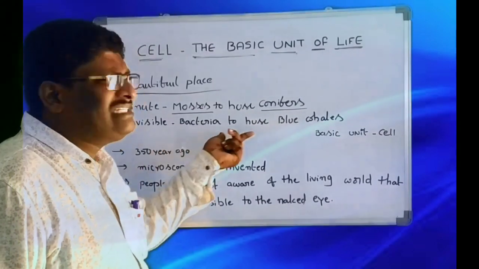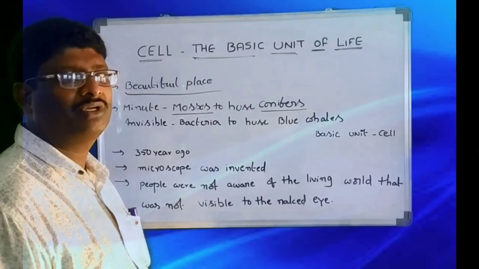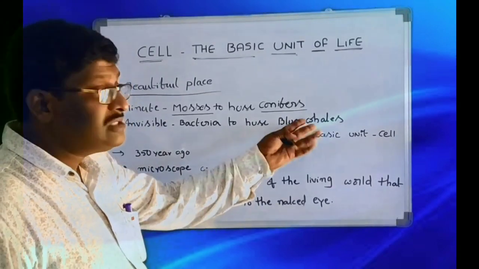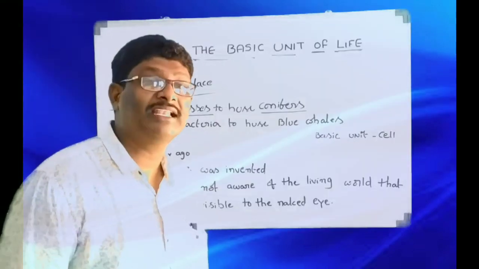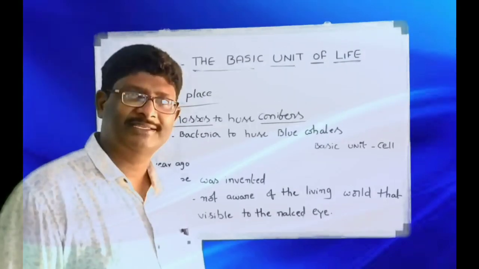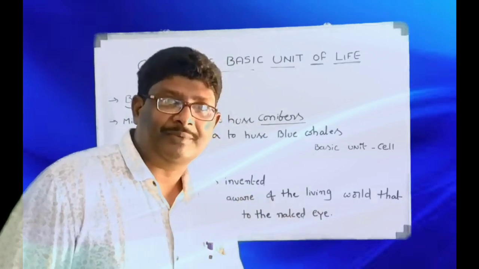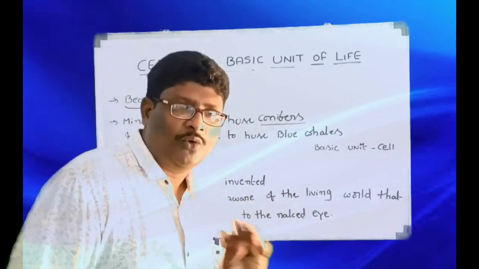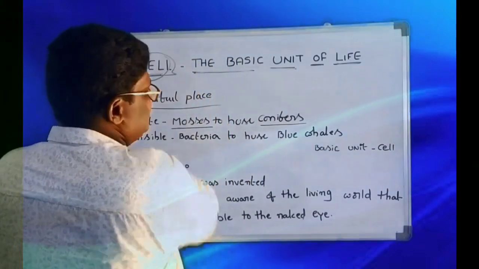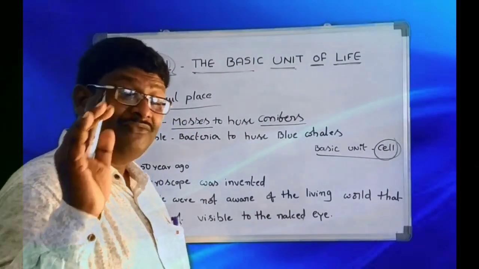Likewise, from invisible bacteria to huge blue whales. Blue whales means the biggest animal in the water. For all the living organisms, the basic unit, what is that? Do you know? That is the cell. Whether it is a big living thing or small living thing, a small plant or big plant, whatever it may be, for all these living organisms the basic unit is called the cell.